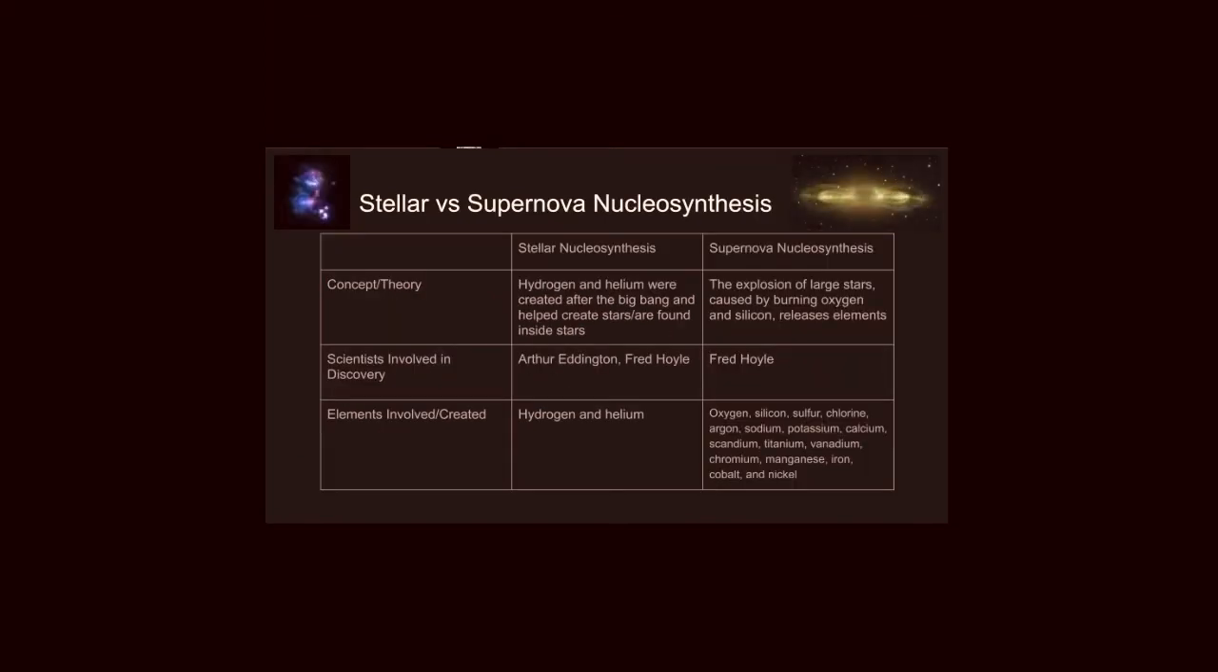In conclusion, stellar nucleosynthesis is the theory that hydrogen and helium were created during the Big Bang and went on to form stars as well as being found inside stars. The theory was first brought up by Arthur Eddington but was realized and fleshed out by Fred Hoyle. The main elements involved are hydrogen and helium.